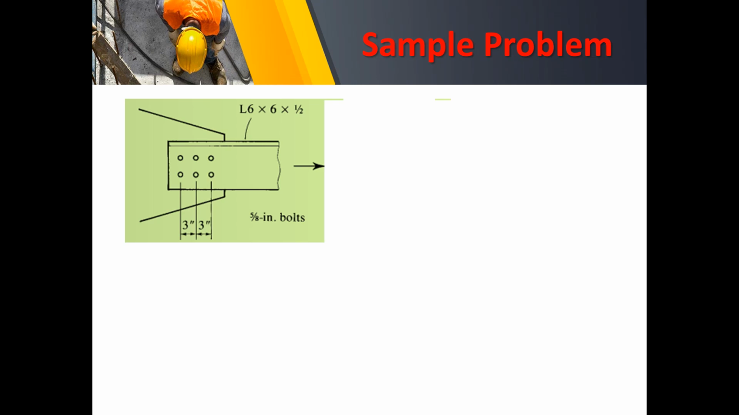So let us take this as our sample problem. In here we have an angle that is connected to a plate, and this angle is L6 by 6 by 1/2 thick. So we use 5/8 inch bolts, wherein the spacing of these bolts along the direction of the loading is 3 inches. So here's the cross section.